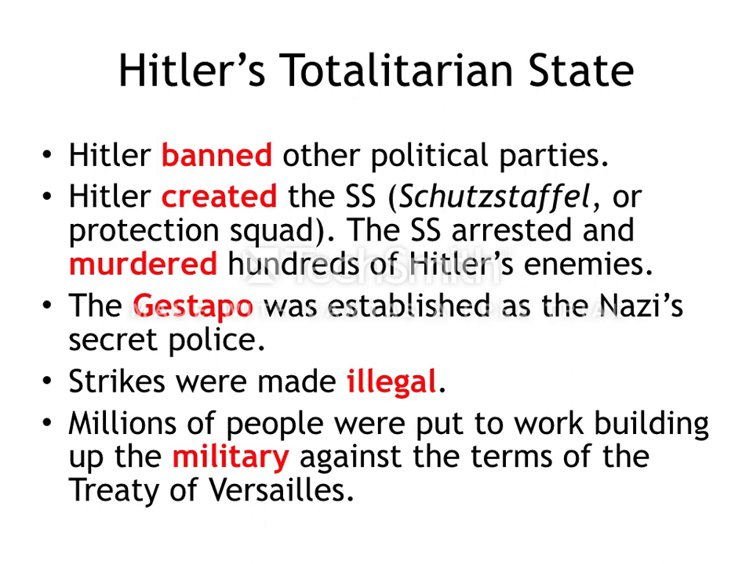Outside of the Schutzstaffel, there was also the Gestapo, established by Heinrich Müller as the secret police of Nazi Germany, and they would be some of the most feared people in all of Nazi Germany. Also, strikes were made illegal, and millions of people were put to work building up the military and creating new public works programs. Now, the building of the military was in direct violation of the Treaty of Versailles. Therefore, much of the building had to be done in secret.